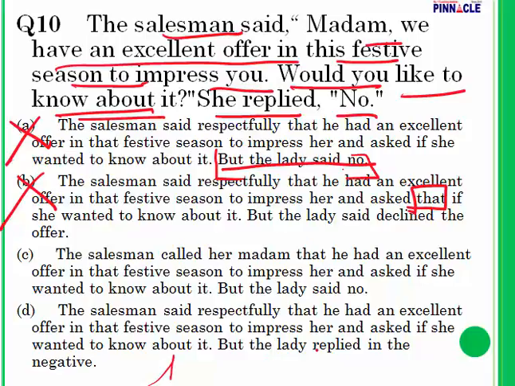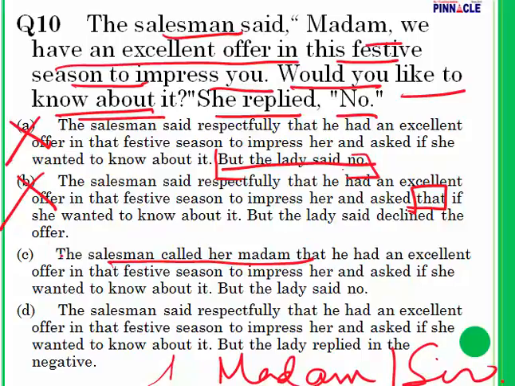Then we have C. Let's move on to C. The salesman called her madam. The error is here itself. In direct speech, if madam and sir has been used, then we simply have to say the salesman called her respectfully. You don't have to mention madam and sir again. So option C also gets eliminated. Now what are we left with? We are left with D.